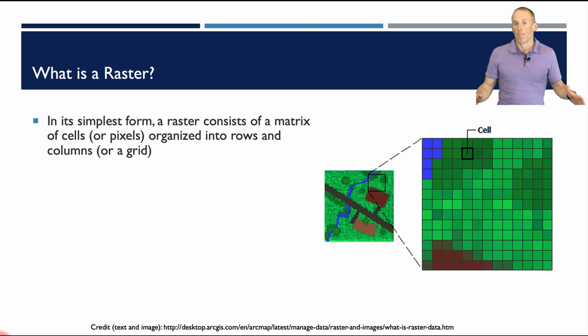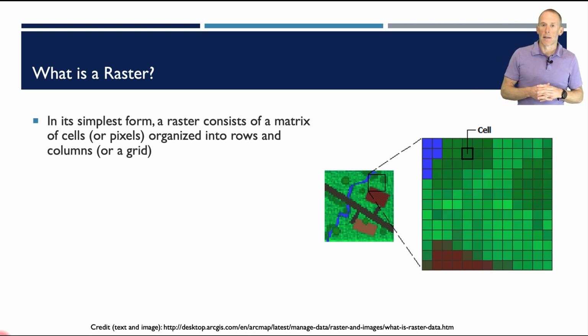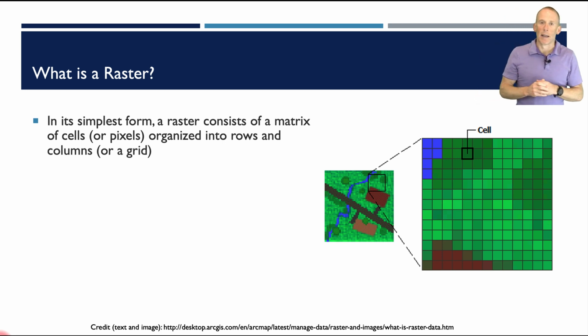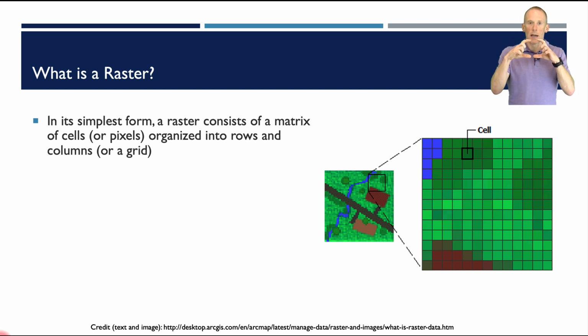So what is a raster? In its simplest form, a raster consists of a matrix of cells or pixels organized into rows and columns. I like to think about this like the game Battleship, where you've got a grid that you're trying to guess where your opponent's ships are, and each cell has a label like B1 or A3. Now in a raster in GIS, we don't label them quite that way, but the idea is there. Each raster is sort of a square cell, and that cell can have a value. So that's why we get this idea of a grid.